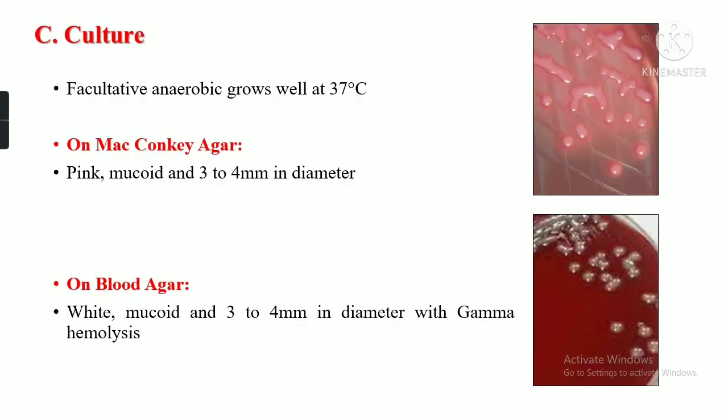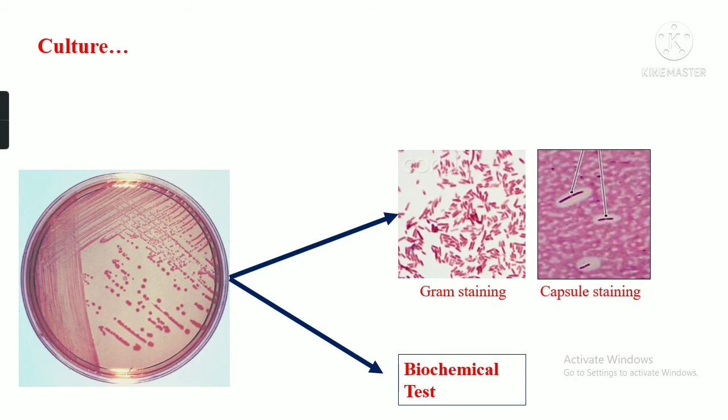Culture. Klebsiella pneumoniae is a facultative anaerobic organism and grows well at 37 degrees centigrade. The sample will be inoculated onto MacConkey agar, where it will produce pink mucoid colonies of 3 to 4 millimeters in diameter, as you can see in the image. On blood agar, it produces white mucoid colonies of 3 to 4 millimeters with gamma hemolysis or no hemolysis.